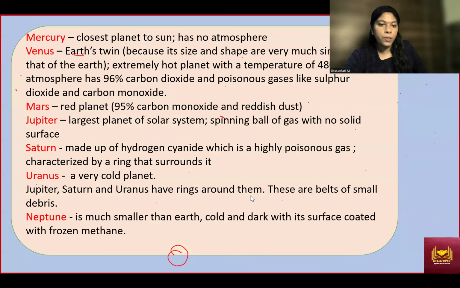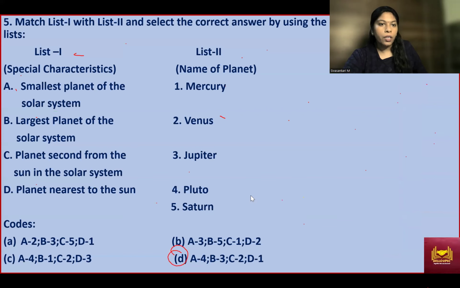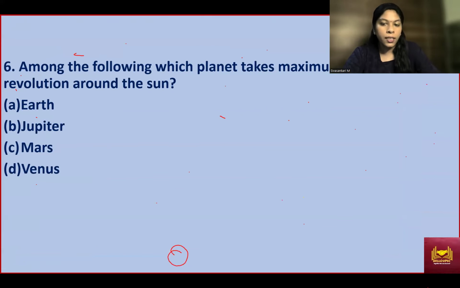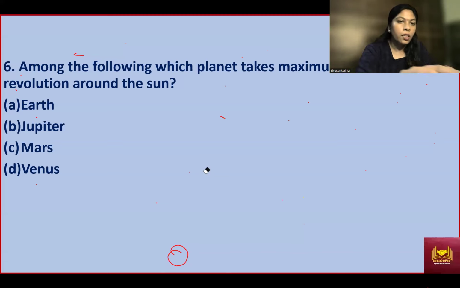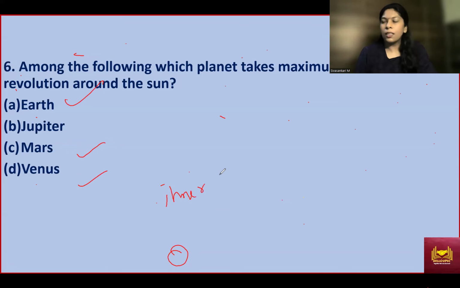In the options which they have given, they have come out with Earth, Jupiter, Mars and Venus. In this, automatically you know that Earth, Mars and Venus are all inner planets. They take more or less 600 days at most. But Jupiter takes years.